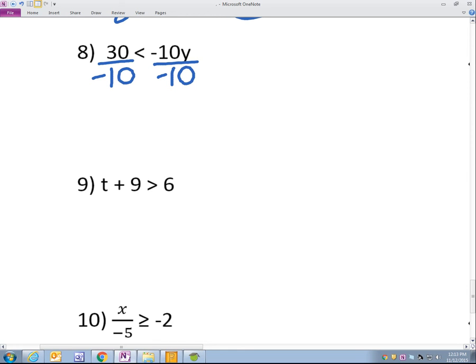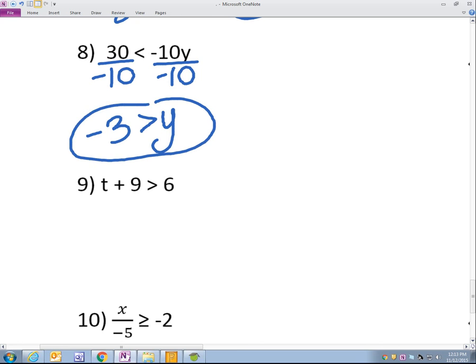Something's going to happen here. What did we just do? You highlighted it on the front side of the page. You have to reverse it. Good. You have to reverse the inequality symbol. So what's the reverse of less than? Greater than. So I'm going to rewrite it as being greater than. So I just have y left over here, and I have a negative 3 over here. I'm going to rewrite it for when I graph.